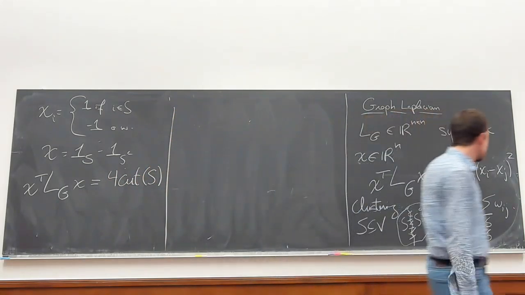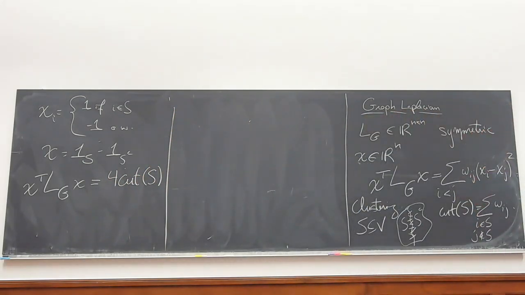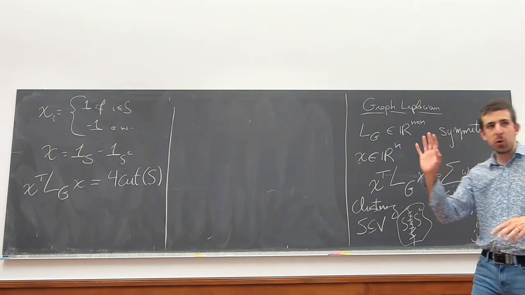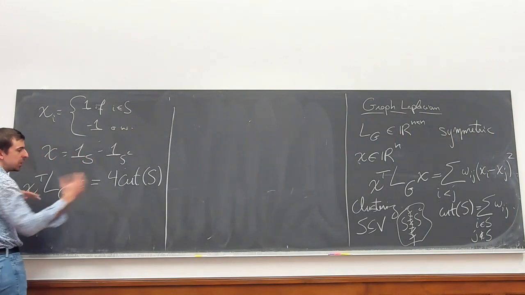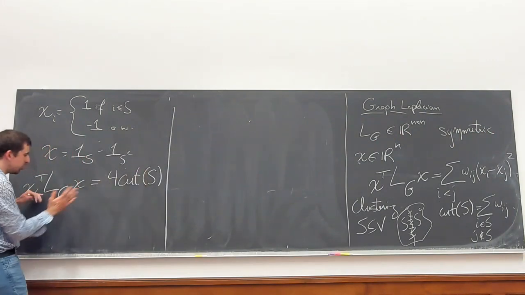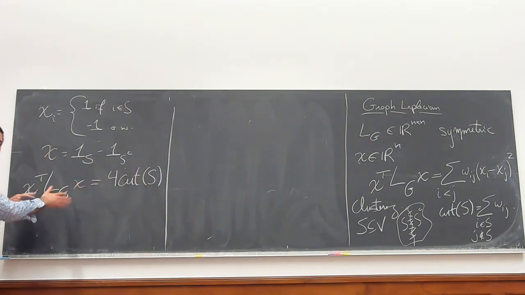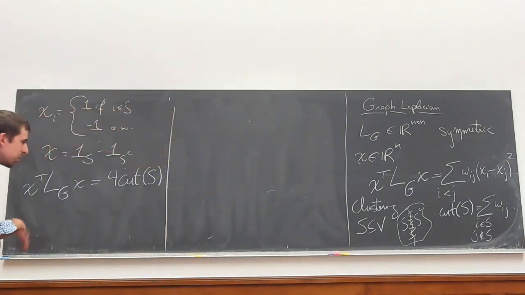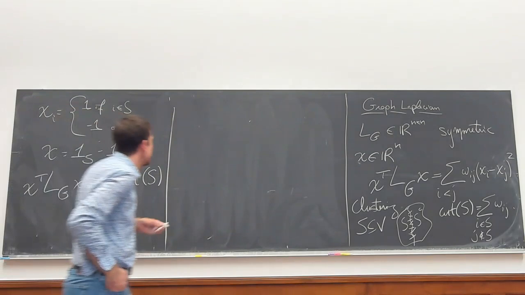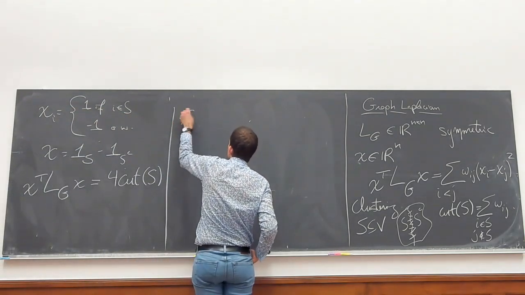So it's already becoming clear that the Laplacian will have something to do with clustering and cutting the graph. In particular, if I want to find a good cut, something that cuts very little, I should try to minimize this. And minimizing this looks a lot like an eigenvalue problem. And indeed, this is the intuition behind spectral clustering. Okay, so let's see now what this matrix actually is. So let's do a little bit of algebra.